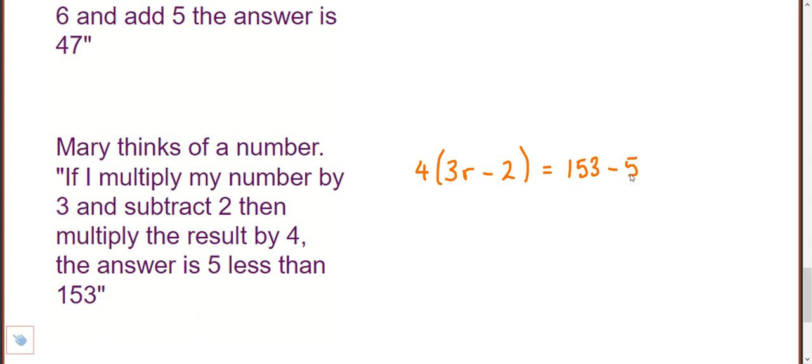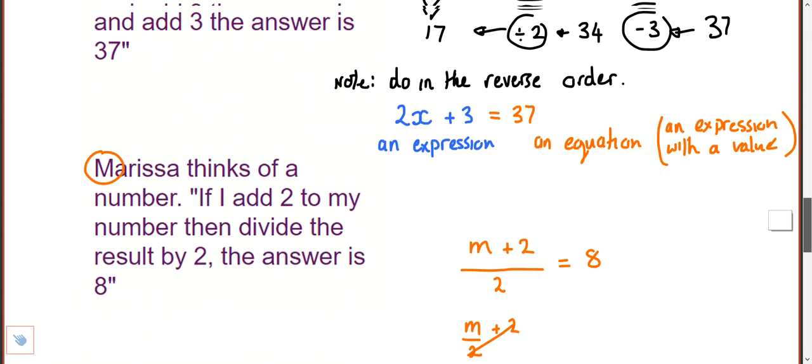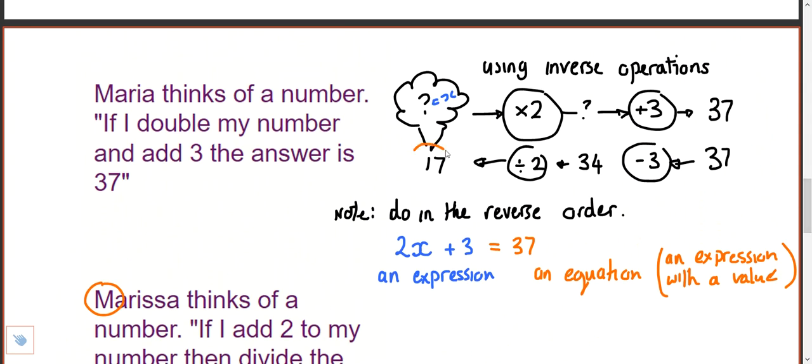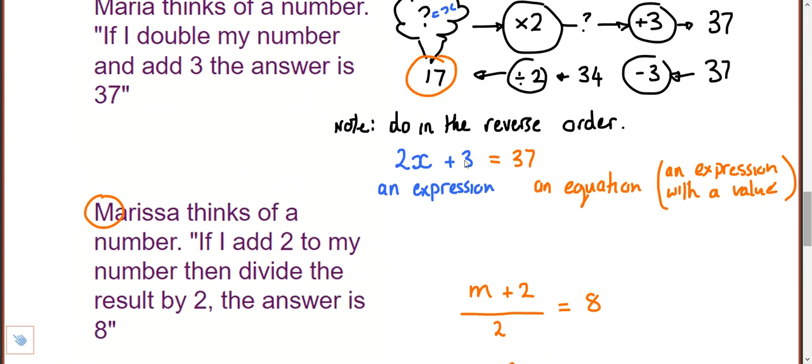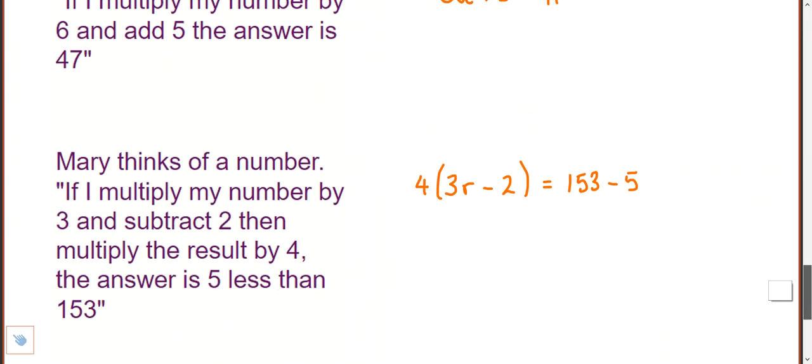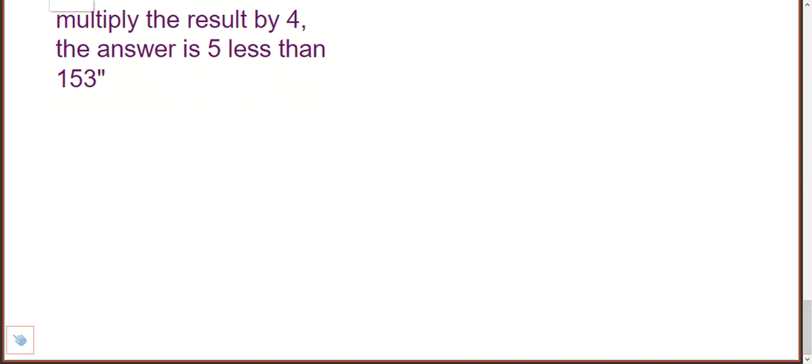Because of course, if we want to find the answers, well, this one we've got the answer 17 because we've done the reverse. What we would like to be able to do is do the same with the algebra. So let's go through these. I've got to rewrite mine. What was the first one? 2x plus 3 equals 37.